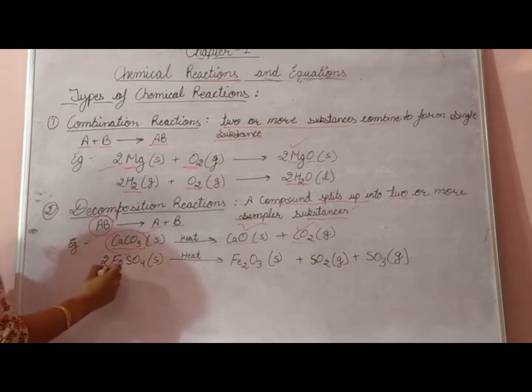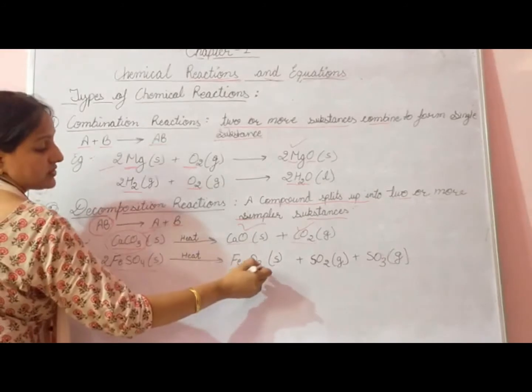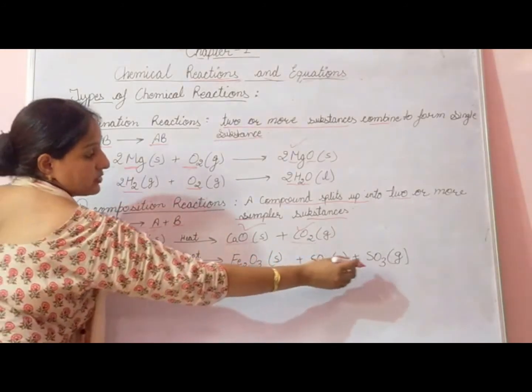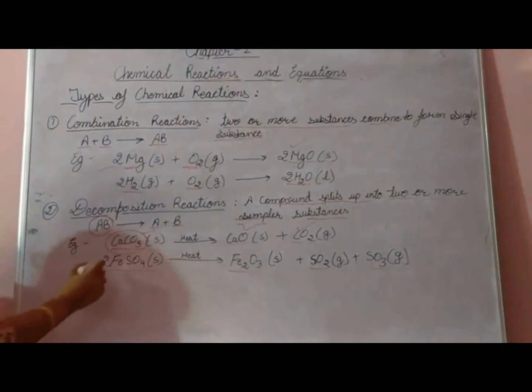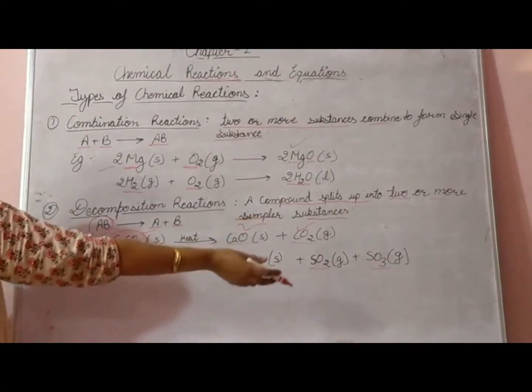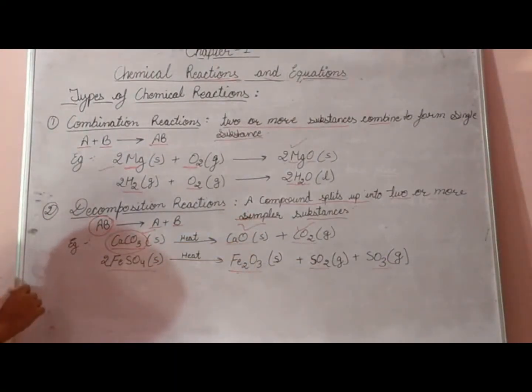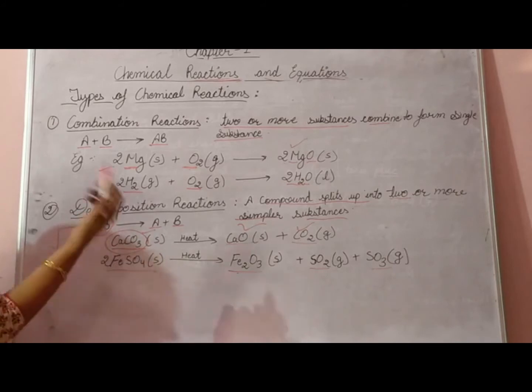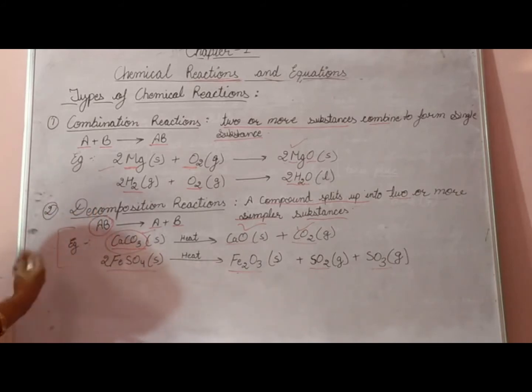In a similar way, when we heat up ferrous sulfate, what will you get? Ferric oxide, sulfur dioxide and sulfur trioxide. Here two products are formed, here three products are formed. One more thing, decomposition reactions are always endothermic reactions. These types of reactions always require heat to get decomposed or split up into simpler substances. So these are always of endothermic type.